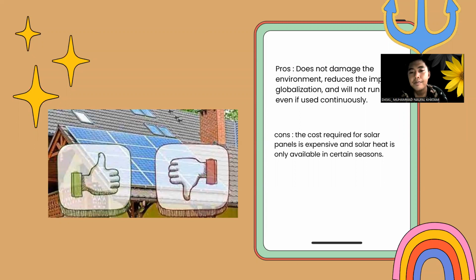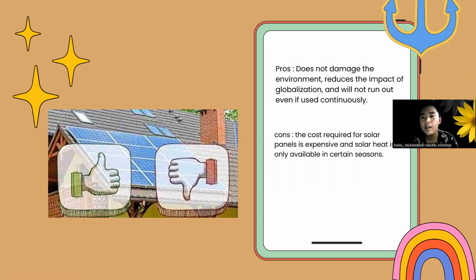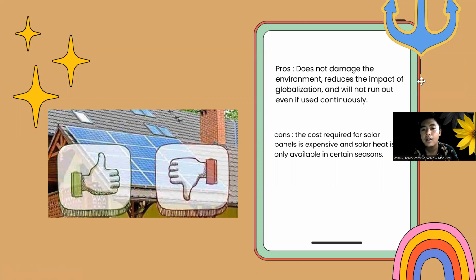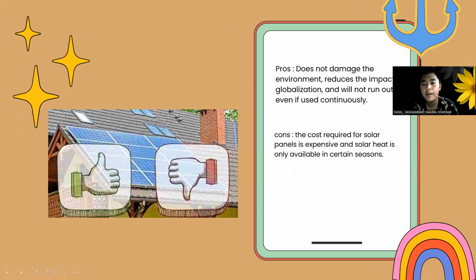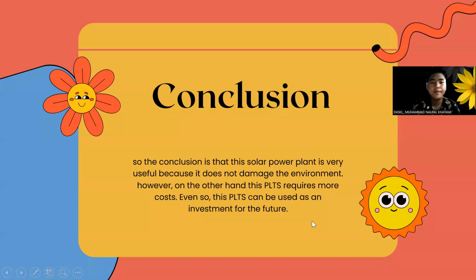Pros: does not damage the environment, and will not run out, efficient capacity. Cons: the solar panel capacity is constant, and solar heat is only available in certain seasons. Conclusion: so the conclusion is that this is brand free, efficient, and does not damage the environment.